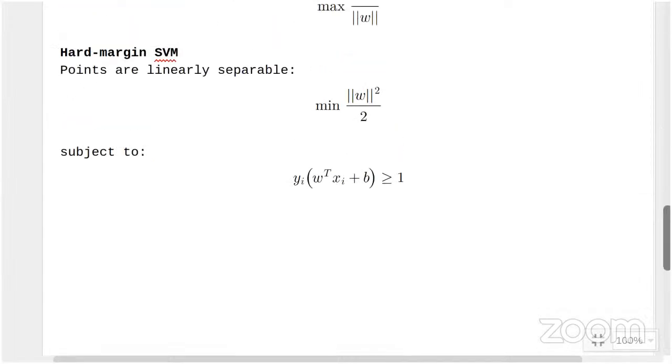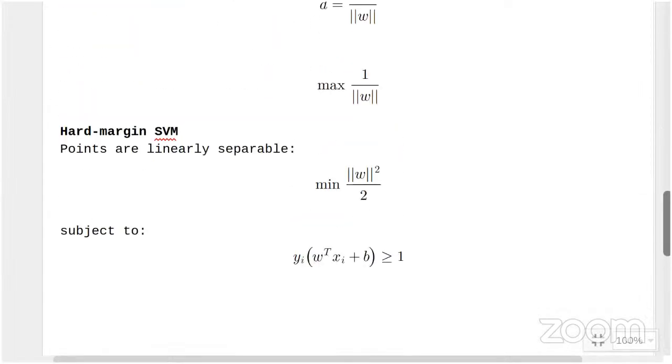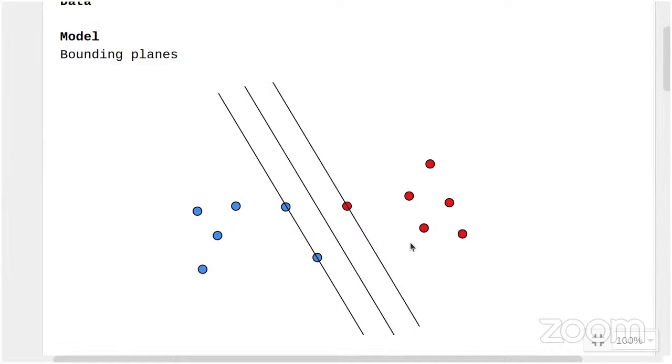Sir, in the diagram, suppose we have one support vector on either side.